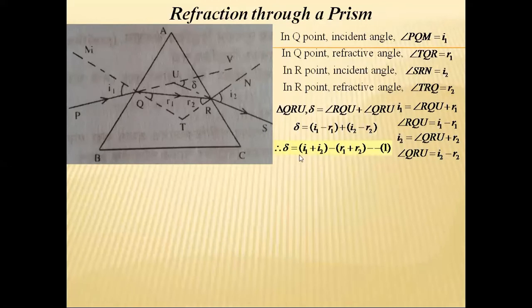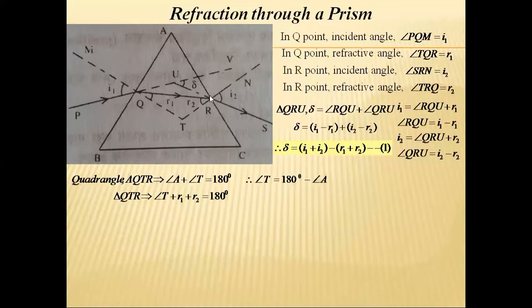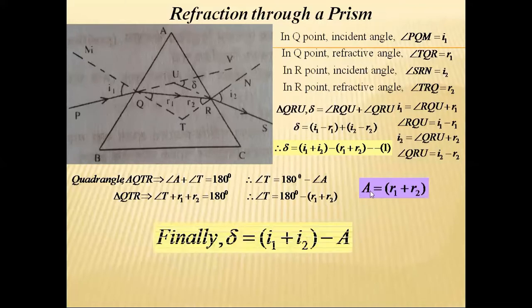Now we simplify this equation. Phi is equal to I1 plus I2 minus (R1 plus R2). And we know that this angle and this angle must sum to 180, as these are opposite angles. So we can write here T is equal to 180 minus A. In the triangle, T plus these two angles, the sum of the angles, is 180, then T is equal to 180 minus (R1 plus R2). Then we can write that angle A is equal to R1 plus R2 from these two equations. And if we put it in the main equation, phi is equal to I1 plus I2 minus A.